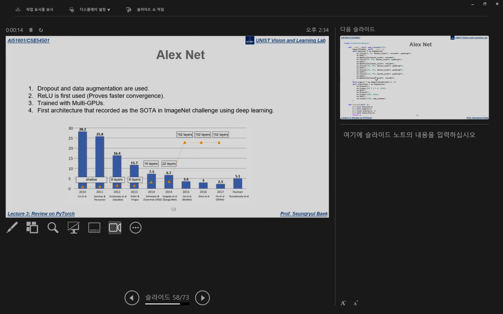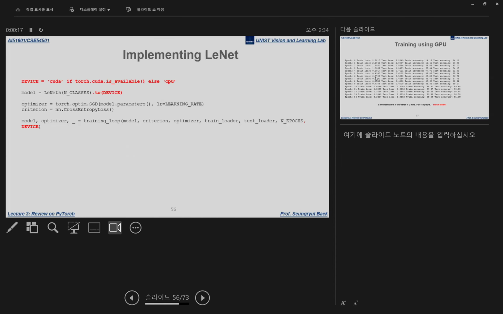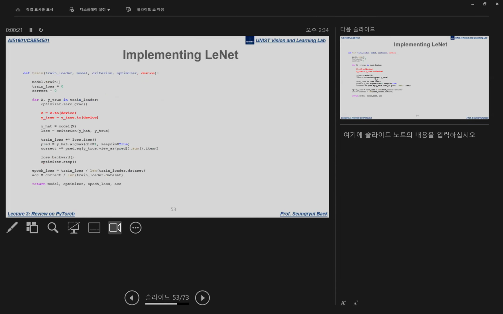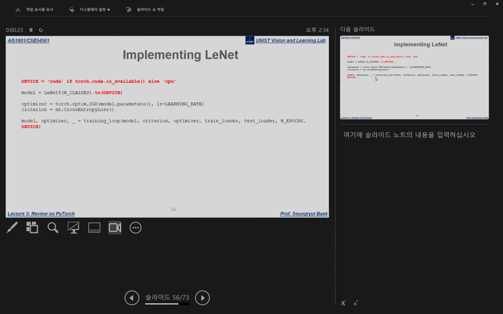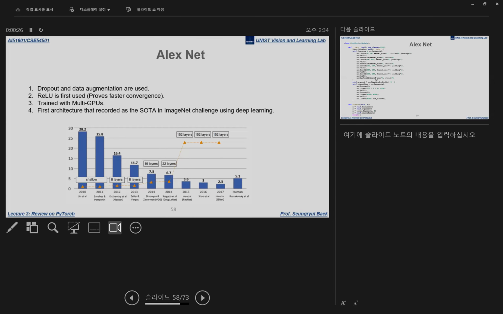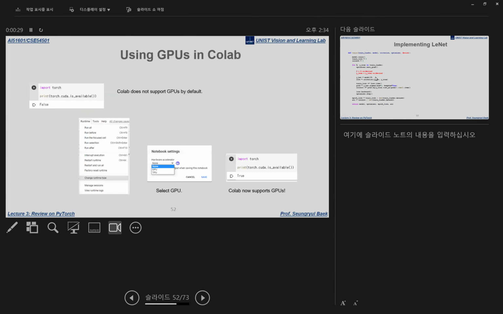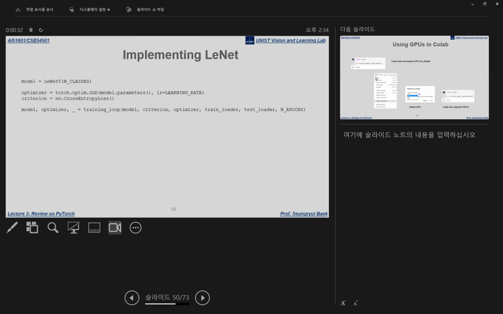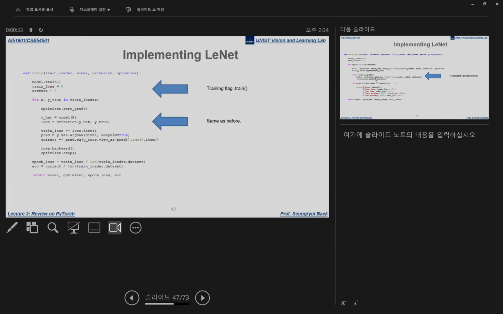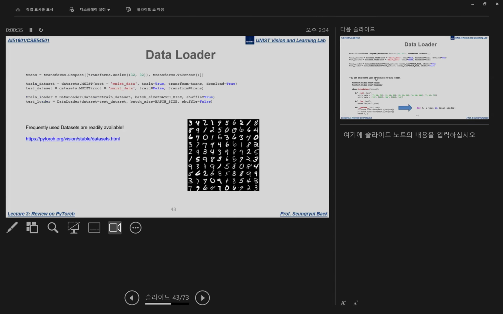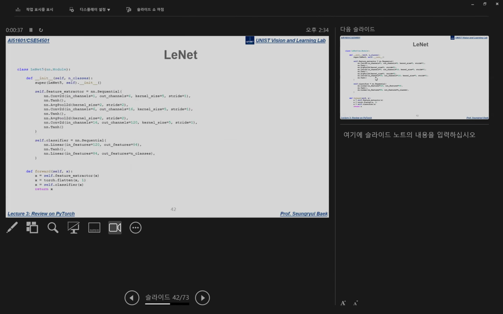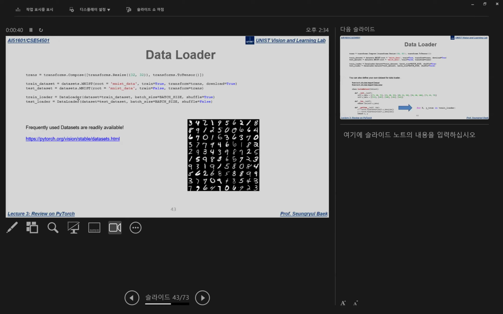Okay, so far we learned how to implement this LeNet architecture. The LeNet architecture was proposed in the late 1980s. Their architecture is composed of convolutional layers and also the fully connected layers that we learned last time.